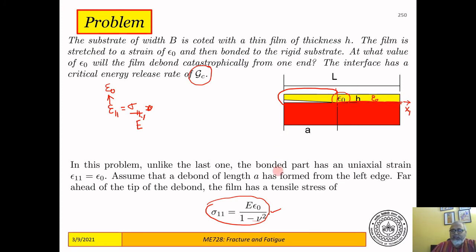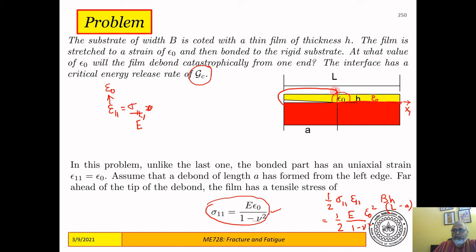So to calculate the strain energy, we have to calculate first the strain energy density, which is half sigma 11 epsilon 11, which is equal to half E by 1 minus nu square epsilon naught square. This is the strain energy density, and we have to multiply it by the volume, and the volume would now be B times H times the length of the undebonded part, which is L minus A.